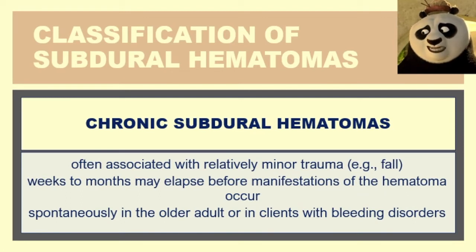Added to that, the next type is your chronic subdural hematoma. Your chronic subdural hematoma is often associated with relatively minor trauma, an example of which is a fall. Now, weeks to months may elapse before manifestations of the hematoma would occur. That is related to the minor trauma that your patient is experiencing. This can occur spontaneously in the older adult or in clients with bleeding disorders. So even though chronic, if for example your patient had a decrease of their platelets or had a problem with their bleeding parameters, your patient may continue to bleed, despite it being a chronic subdural hematoma.